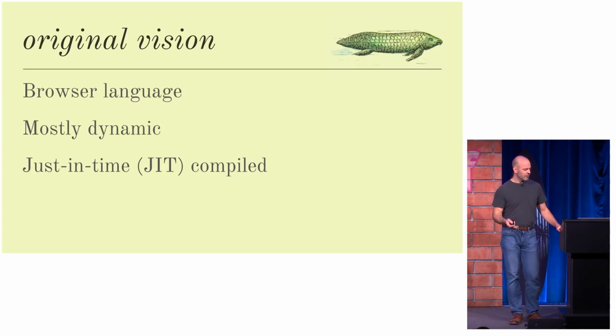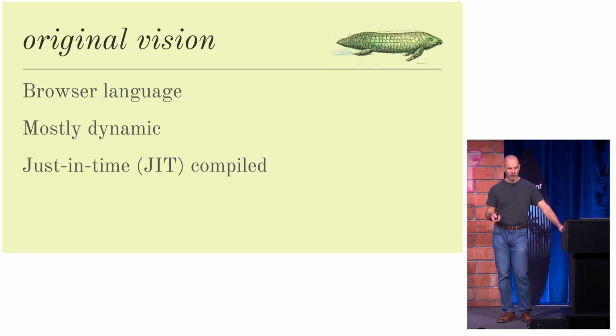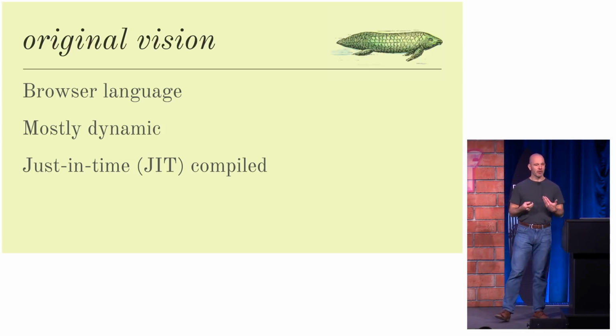So the original vision for Dart, I think, was a very strong and very clear one. Sometime around 2011, there was this idea of making a new browser language, a new language, a better language for writing large web applications. So this was the vision of Dart, and I think it was a very strong one in a lot of ways.